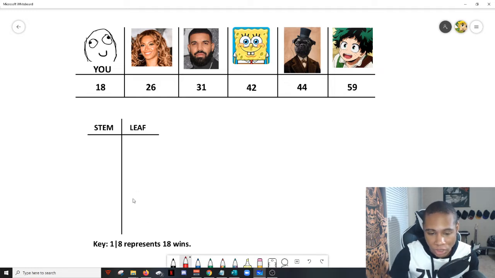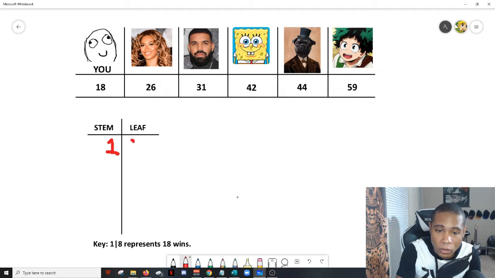So the first digit is my digit in the tens place, and my last digit is my digit in the ones place. When we put our numbers in, we want to make sure that they are in order. I usually like to go least to greatest. So if I wanted to put my score of 18, I would put a 1 on the stem side and an 8 on the leaf side, just like that.